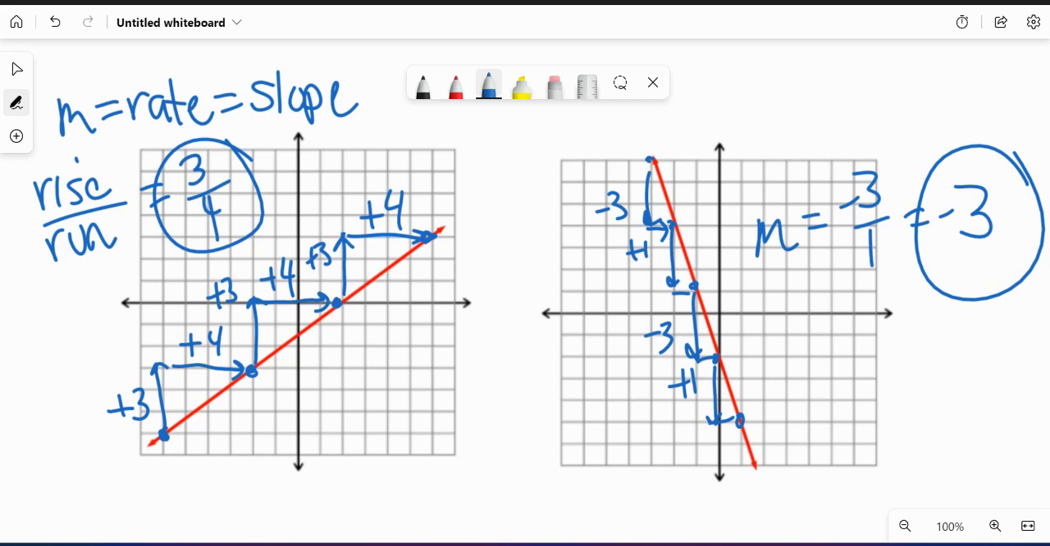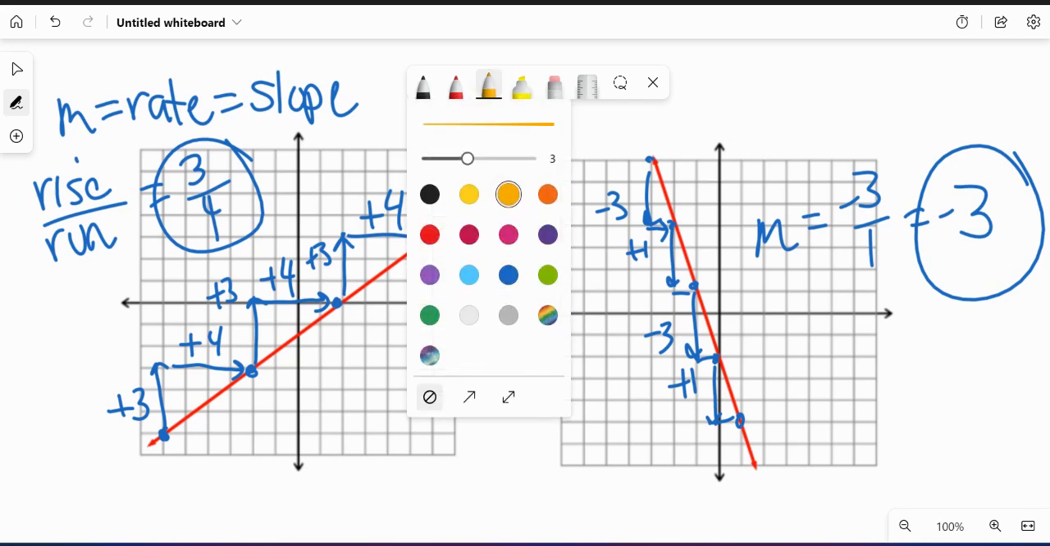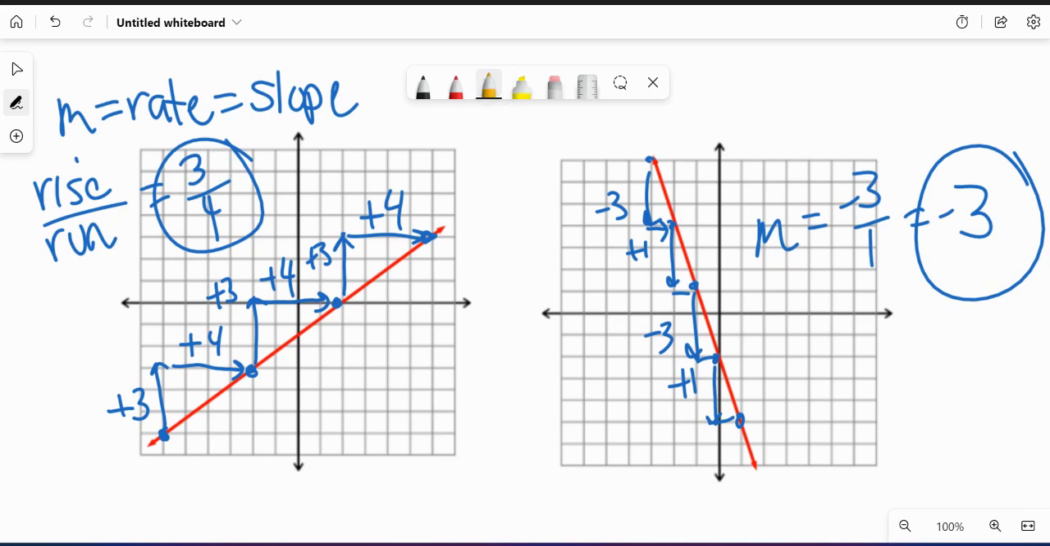Now, you don't always have to pick the points that are next to each other. For example, if I picked this one and this one, pick these two.